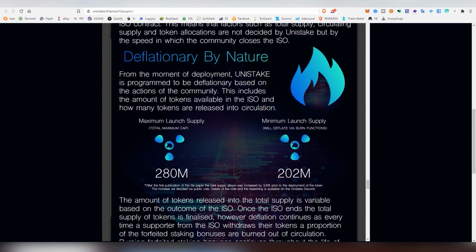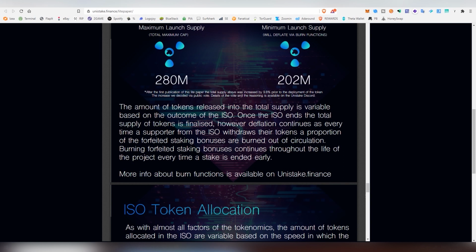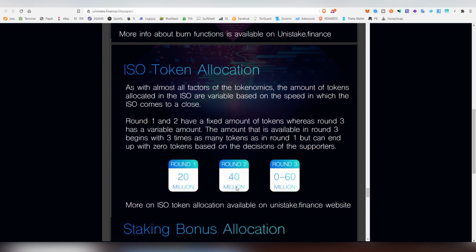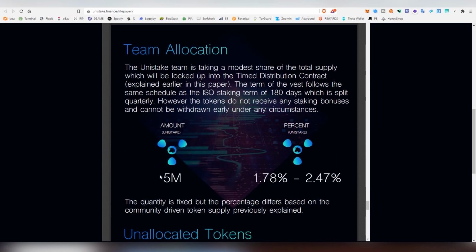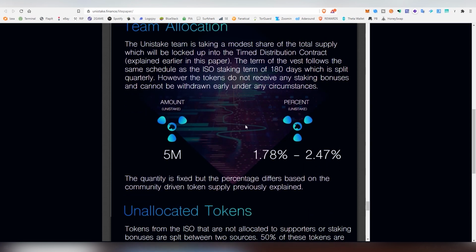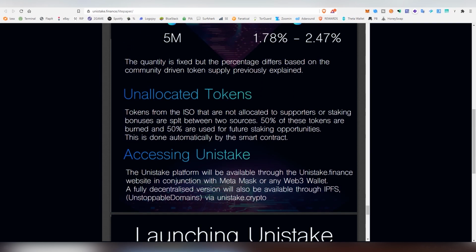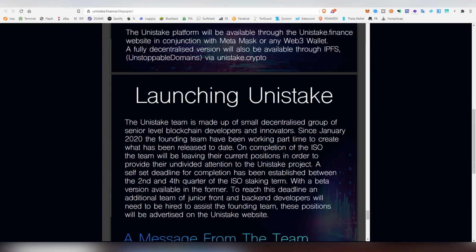And let's go a bit into tokenomics. The maximum supply is 280 million. And there's also a burning factor in all of this, which is another very good sign for the project. And the allocation is: the first round has 20 million, the second 40, and the third one is going to be 0 to 60 million. And there is also staking bonus allocation, which can be seen, 10 to 12 million. On round two it's 20 to 40, and on the last it's 0 to 60. And the team will be getting 5 million, which is around 1.78 to 2.47 percent. It's not much. I think it's a very fair share of a cut to the developers. It's not really that much from the total pool. So I think it's a very fair launch altogether.